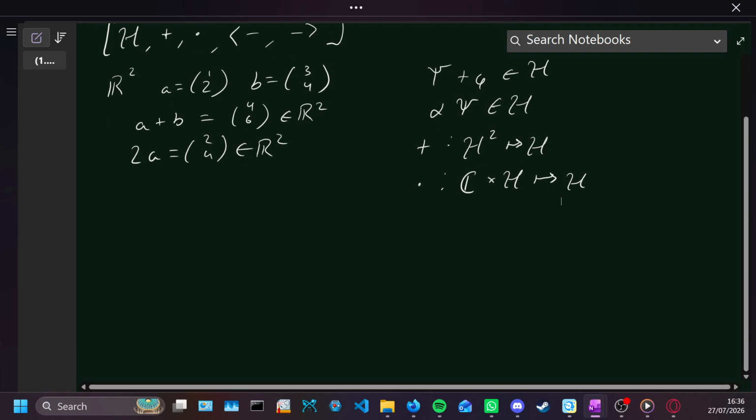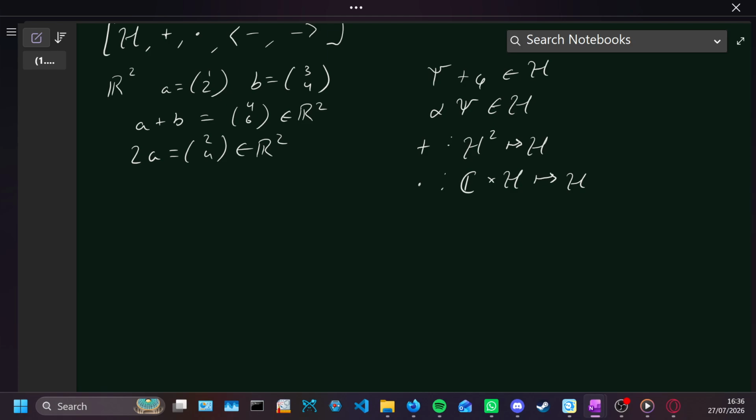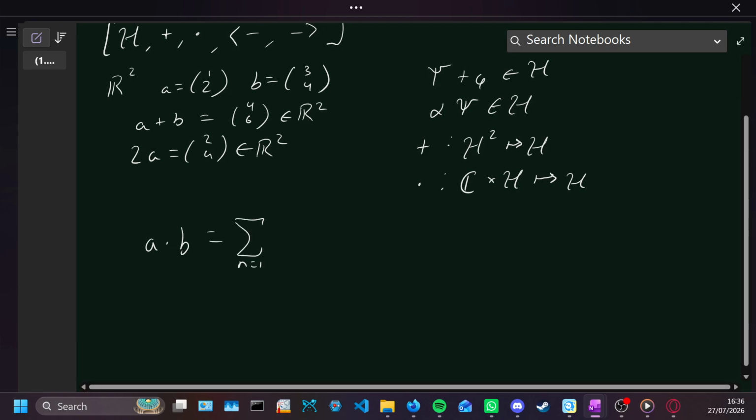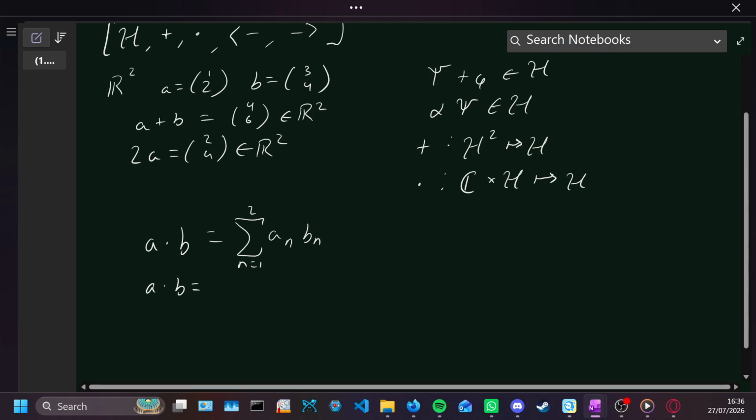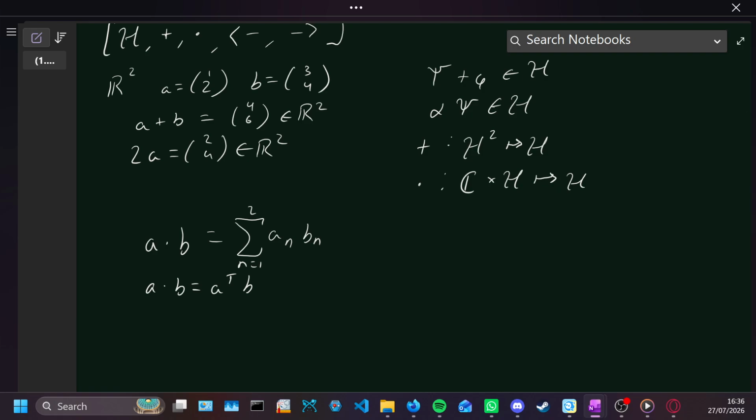The analog to my inner product is the dot product. If I take A dot B, I'm looking at each of the dimensions and multiplying across, so the sum over n of A_n B_n. Alternatively, I can define A dot B to be the transpose of A times B, which we'll use a bit more later.